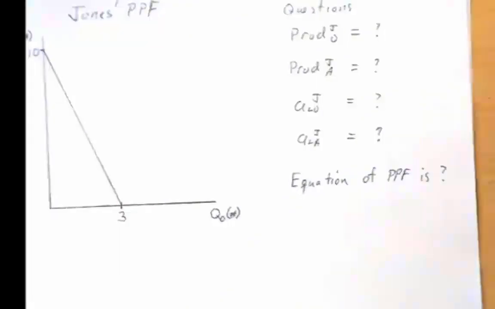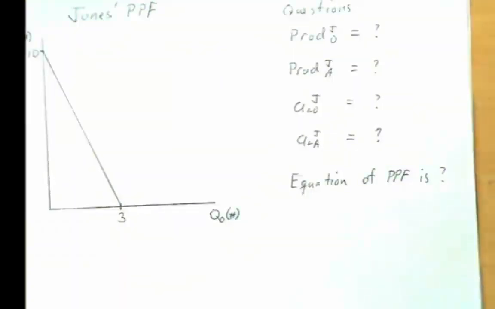What's the productivity of Jones in apples? Write it down. So the productivity of Jones in apples is 10 apples per hour. Okay, so what's the unit labor requirement for Jones in oranges? By the definition, 1 divided by the productivity, so therefore, it's going to be 1/3. And what are the units? Hours per orange. 1/3 hour per orange is Jones's unit labor requirement for oranges. What is Jones's unit labor requirement for apples? One tenth hour per apple.